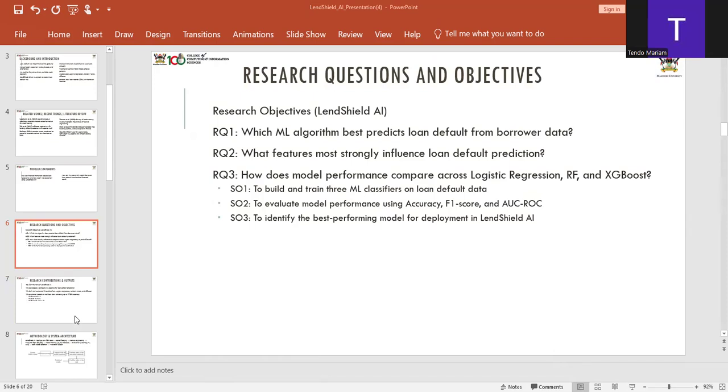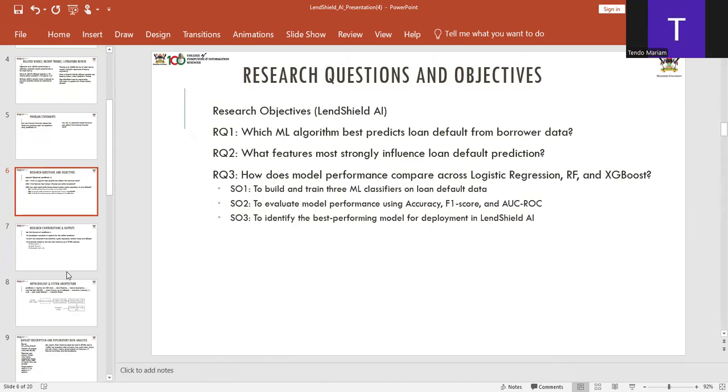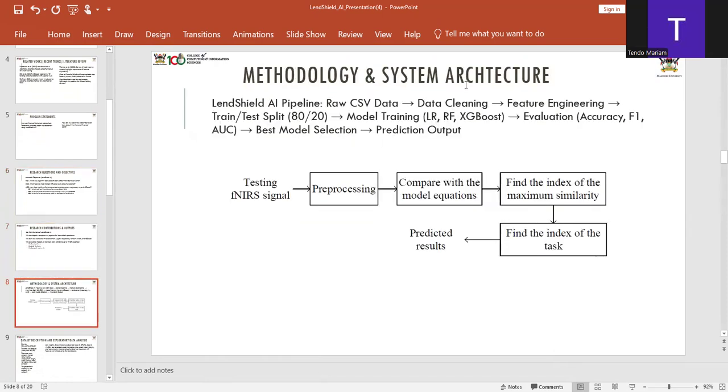To be a bit brief, I'll go straight into my findings. This is the methodology and system architecture, the Lendshield AI pipeline. As you can see, we first extracted data from the raw data set. Then I cleaned it, performed feature engineering, and trained and split, and I got 80 by 20.